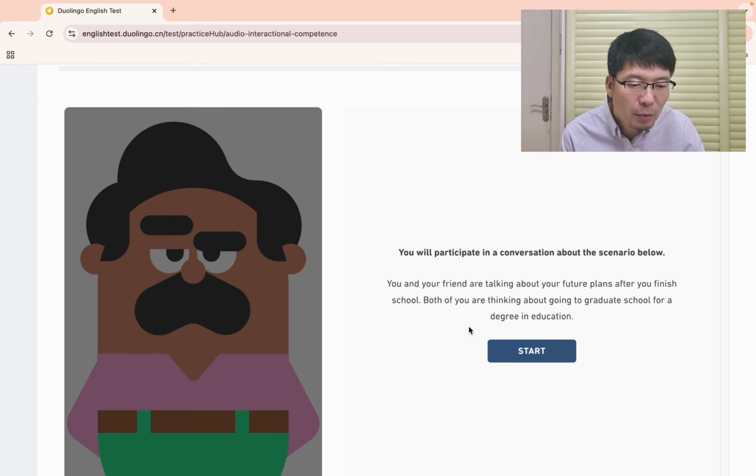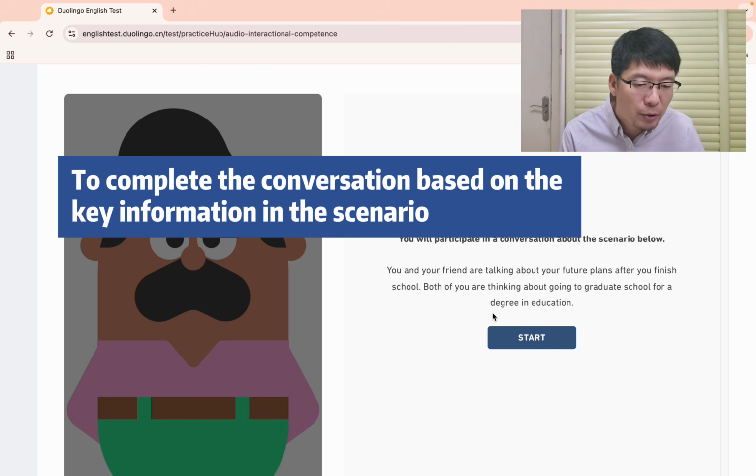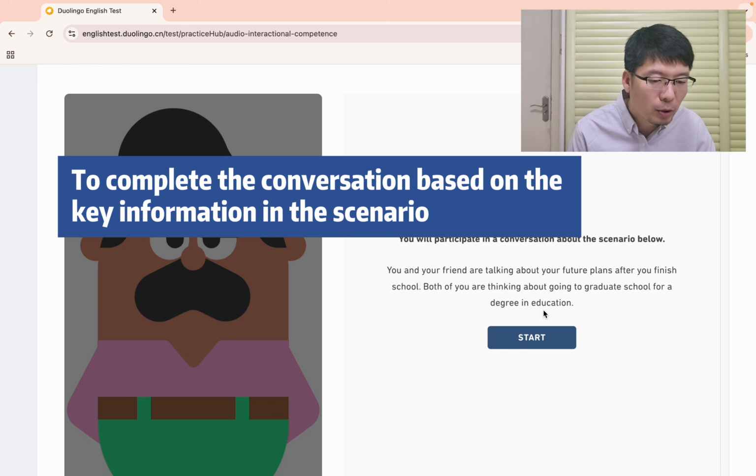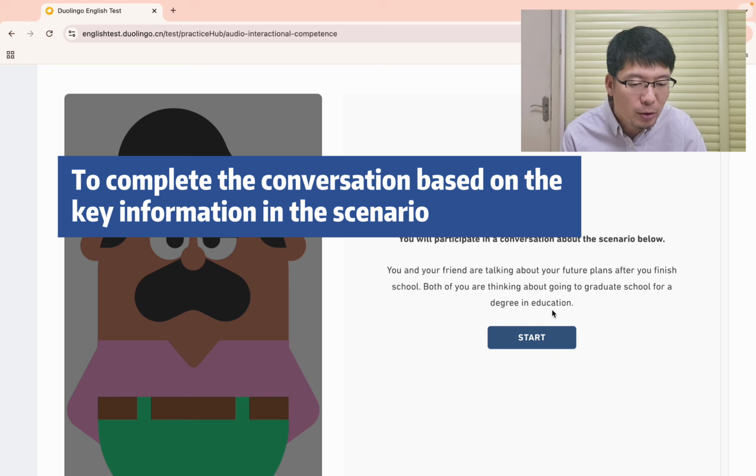So this scenario is very important because we need to complete the conversation based on this scenario. So we need to check the key information. You and your friend are talking about your future plans after you finish school. So both of you are thinking about going to graduate school for a degree in education. So it's about future plans and about going to graduate school for a degree in education.